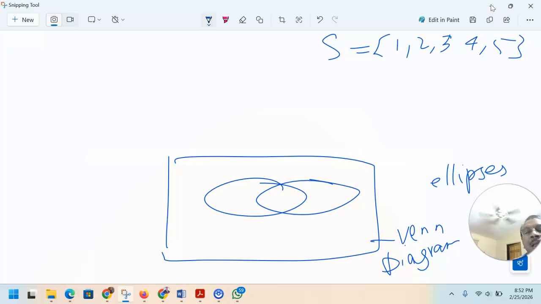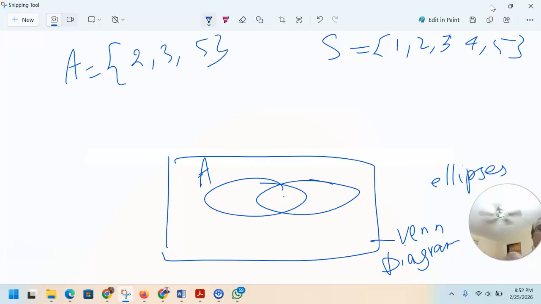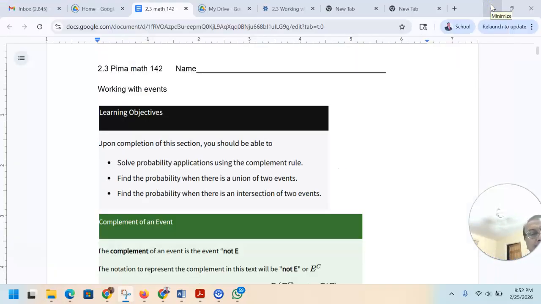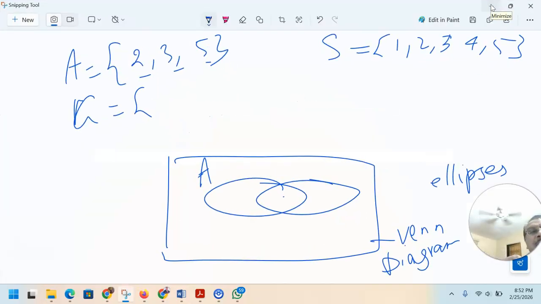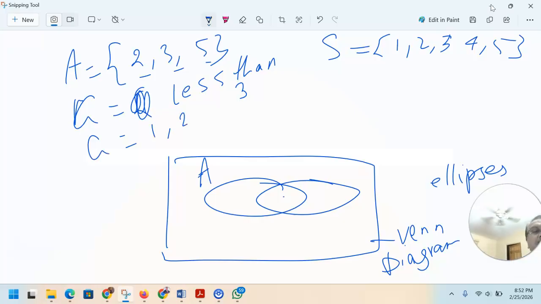The first one was, if you remember, A was 2, 3, and 5, because those are the prime numbers. And the other one, G, was a number less than 3. I forgot what I wrote, anyhow, I'll just make it less than 3. So if it is less than 3, it means it is 1 and 2.